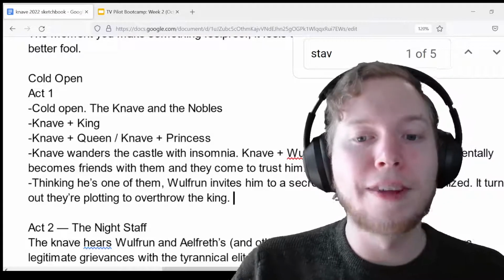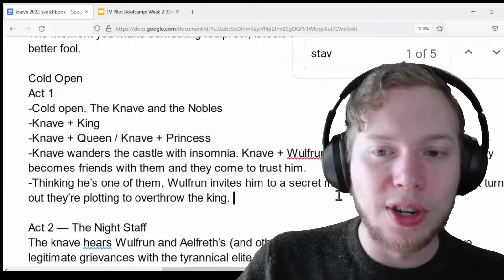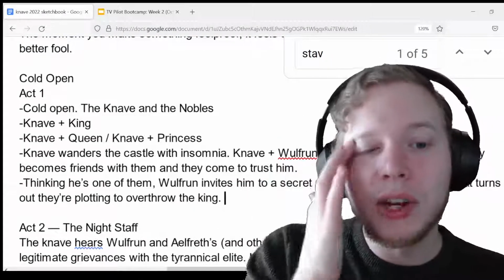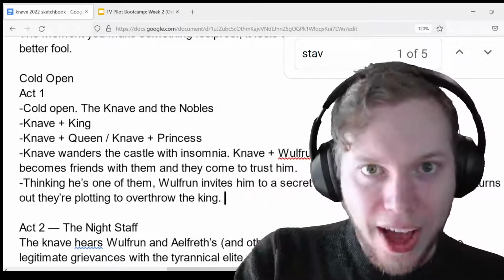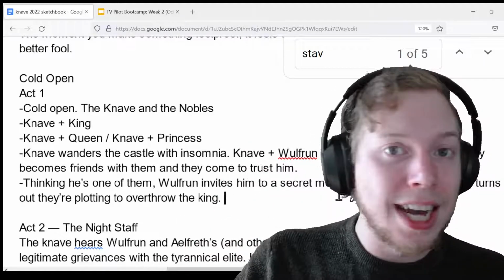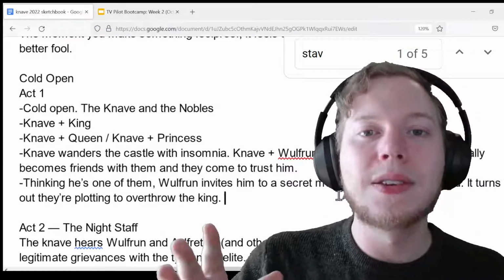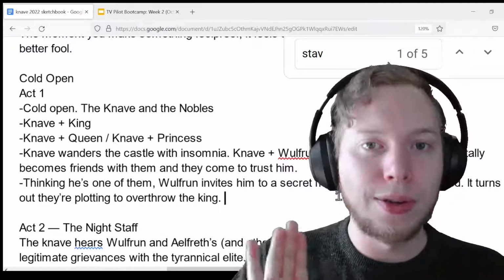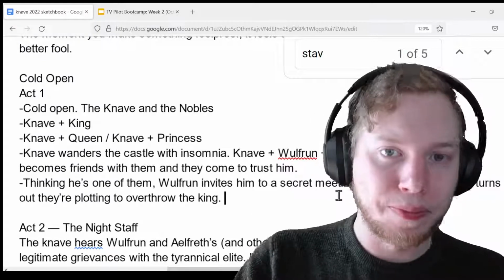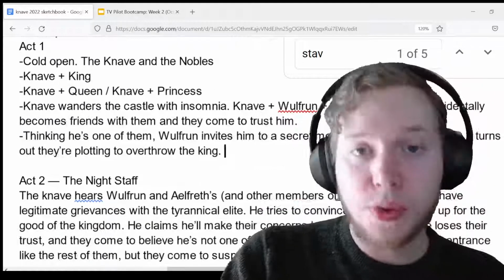Wolfram, the chambermaid, invites him to a secret meeting for all the servants that she has organized, and it turns out they're plotting to overthrow the king. Cut to commercial. Cliffhanger, right? So his new friends amongst the knight staff of the castle, it turns out they're actually creating a secret plot. And the knave is now going to be forced to react to and respond to that in our Act 2. So that's what Act 1 looks like, probably.